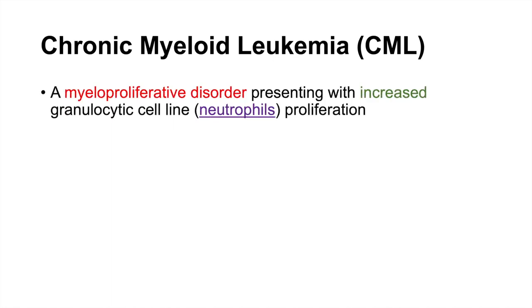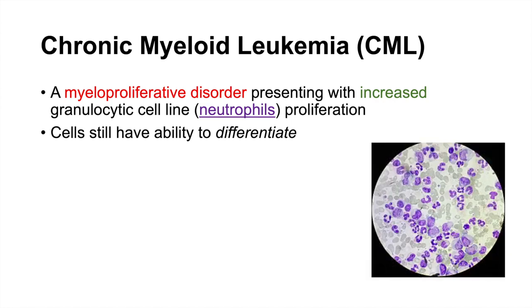So chronic myeloid leukemia is one type of leukemia, and its name allows us to distinguish it from other types of leukemia. It is a myeloproliferative disorder that presents with increased granulocytic cell line proliferation. Granulocytic cells are neutrophils, and that's where the term myeloid actually comes from. And these cells still have the ability to differentiate, so they can be differentiated mature neutrophils. That's where the term chronic comes from.